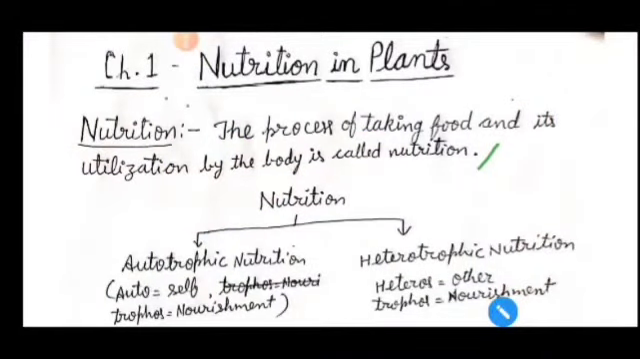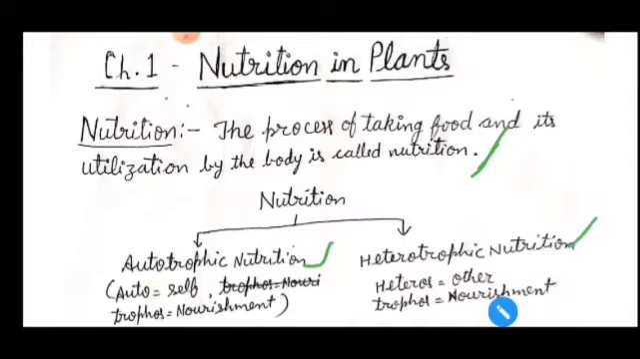The name of the chapter is Nutrition in Plants. So first of all we should know what is nutrition. The process of taking food and its utilization by the body is called nutrition. Nutrition is mainly of two types. Living organisms show mainly two types of nutrition, that is autotrophic nutrition and heterotrophic nutrition.